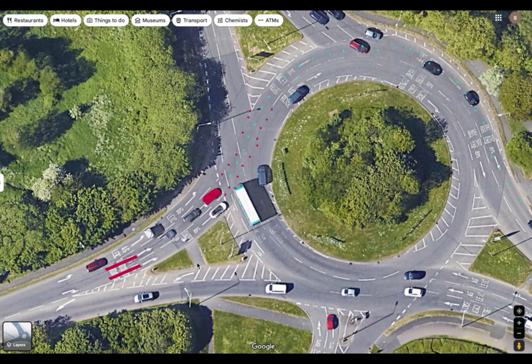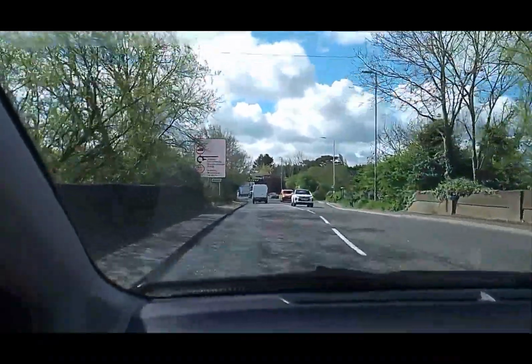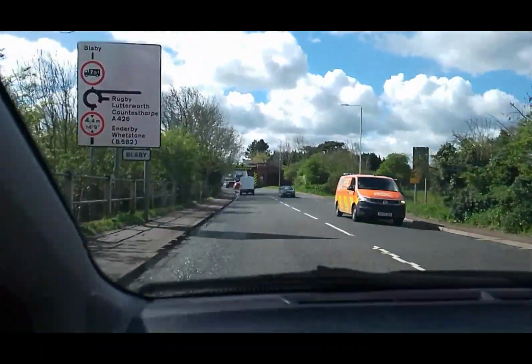So this was the explanation of how these roundabouts are done. Now we will see some practical examples, a practical demonstration of how we do these roundabouts. The first roundabout we will do is the Blaby roundabout.